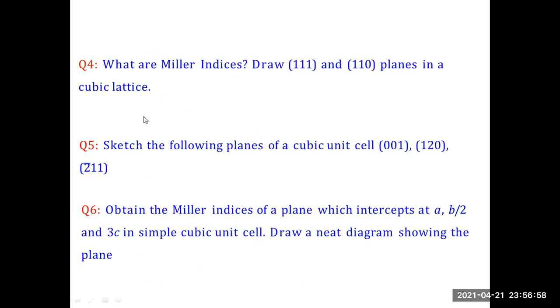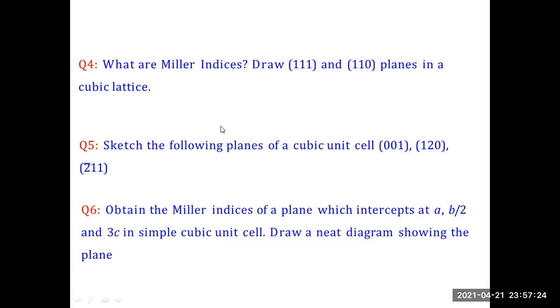Now, in the examination, he will first ask you what Miller indices are, and to draw the (111) and (110) planes in a cubic lattice. He can also ask you to sketch the following planes of the cubic unit cell, such as (001), (1 1/2 0) and (211), and obtain the Miller indices. What the next one says is that this diagram is not possible now.